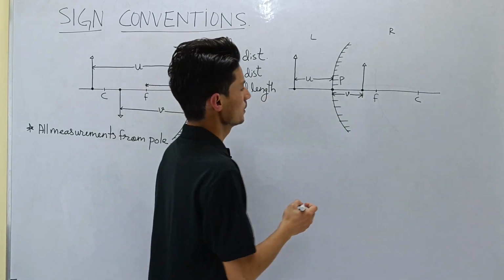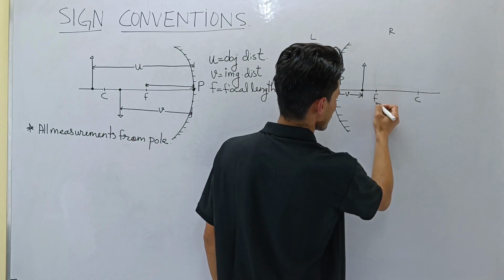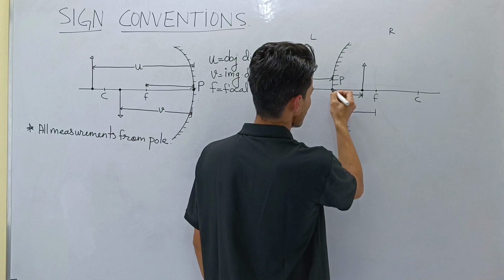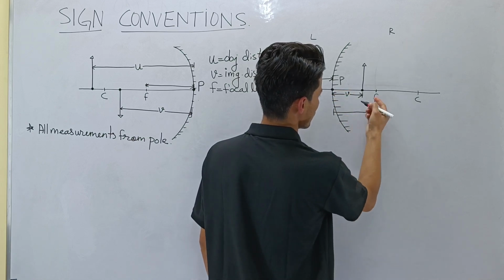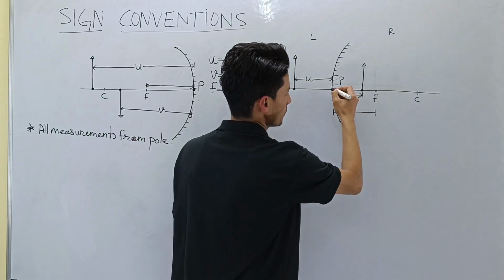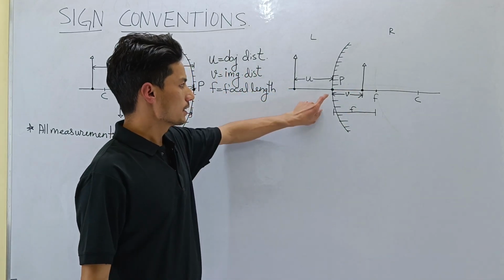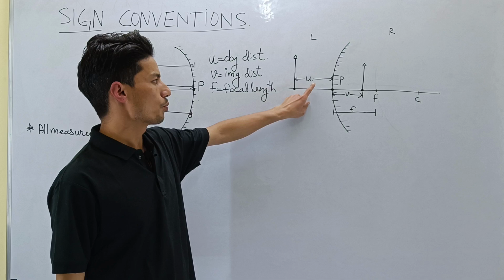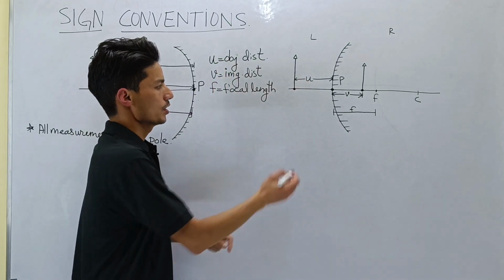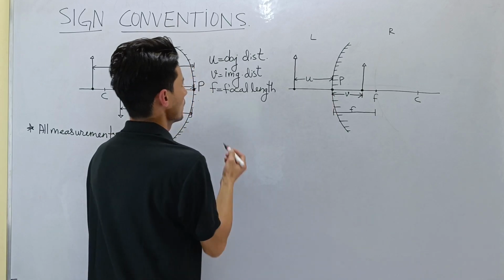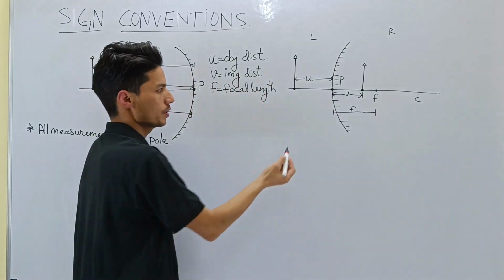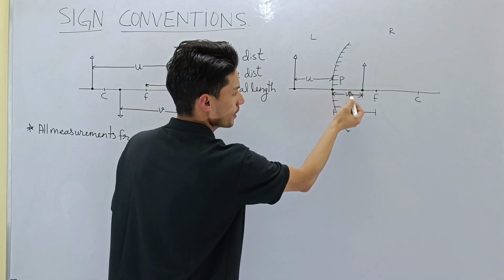And focal length is here. Let's draw from here till here. This dot is here, so this will be your F. The distance from this point to this point is called focal length. The distance from this point to this point is called object distance, which is represented by U. So U represents object distance from the pole. Small letter v represents image distance from which point? From the pole. So from here to here is the image distance.